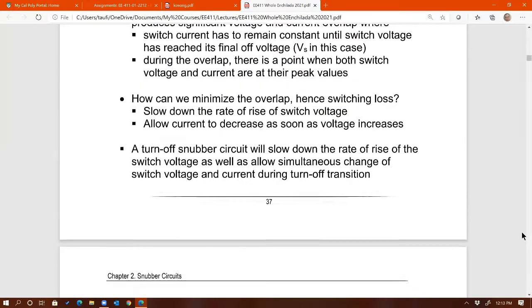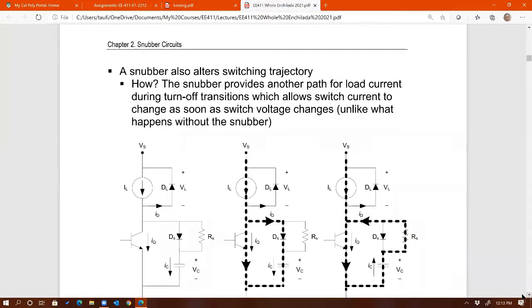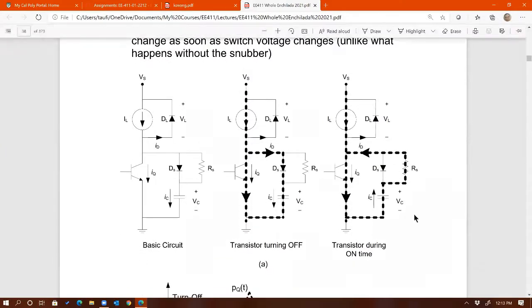Then we discussed how this snubber circuit operates. When the switch turns off, it's charging the capacitor through the diode. And then before the switch is turning back on, we want to make sure that the capacitor is discharging through the switch, before we turn off the switch again.